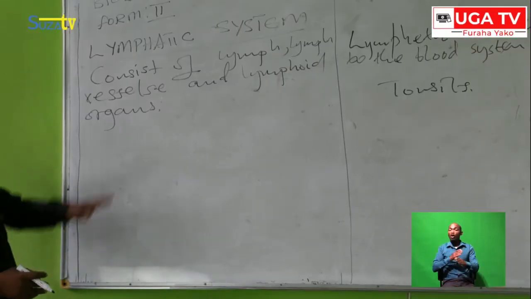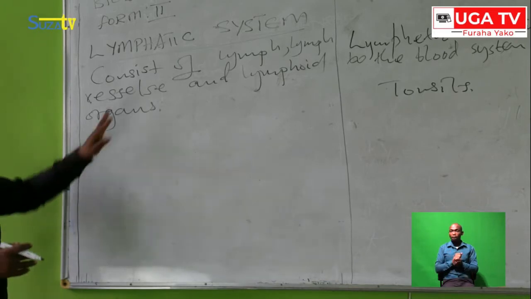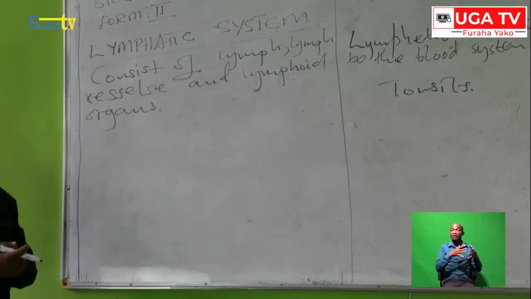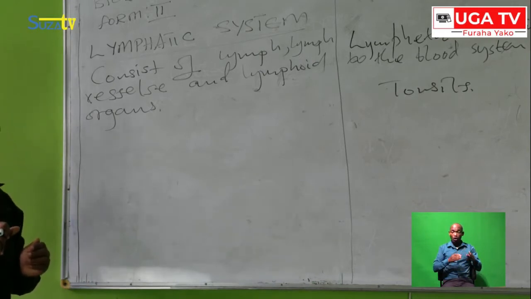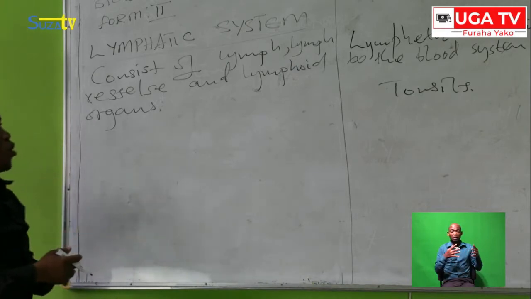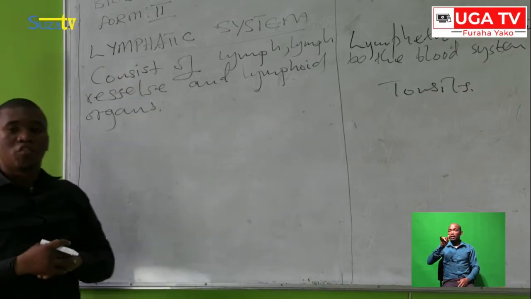So, the lymph, together with the lymph vessels, and together with the lymphoid organs. These three things are organized together to make a system which we call the lymphatic system.